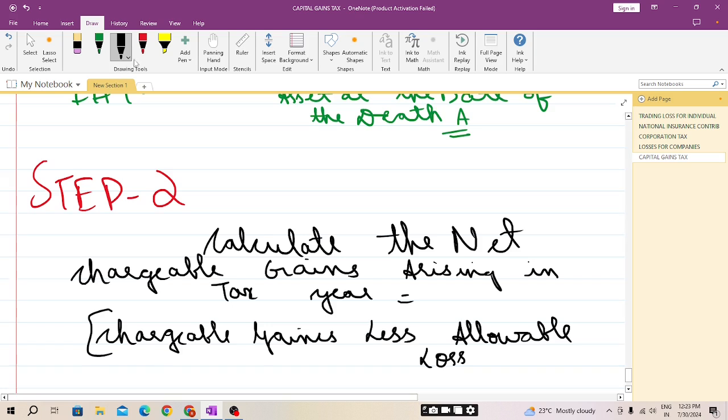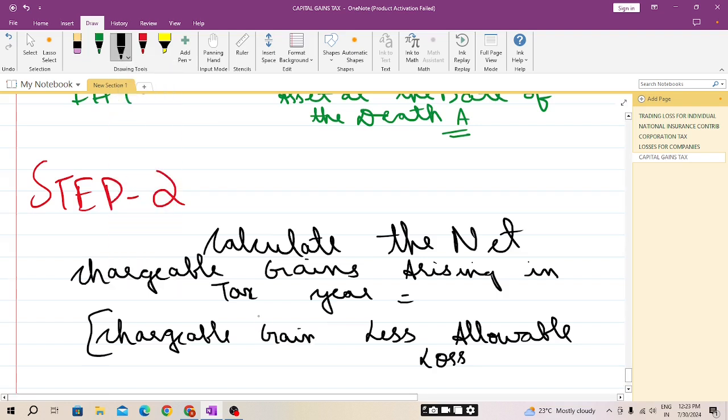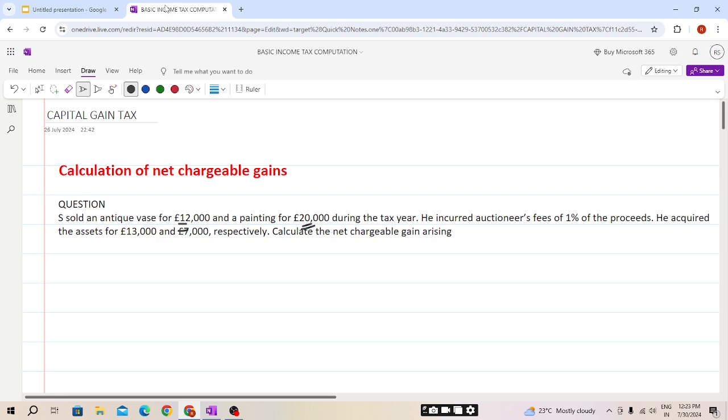Less allowable loss. Allowable loss. I hope this is clear, students. S Limited sold an antique vase for 12,000 pounds, and a painting for 200,000 during the tax year.